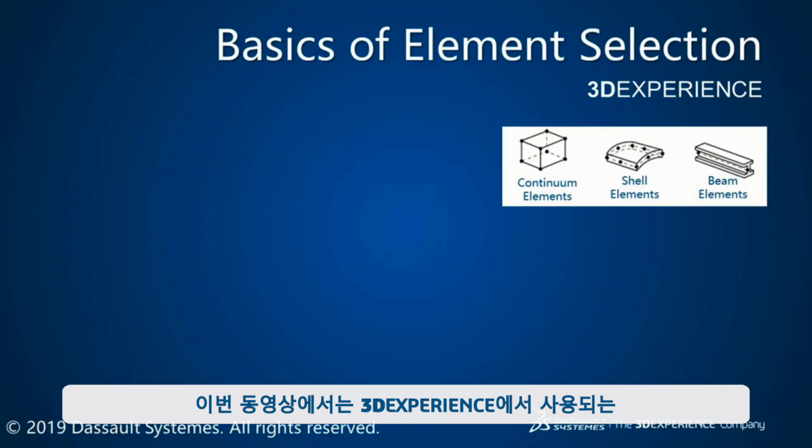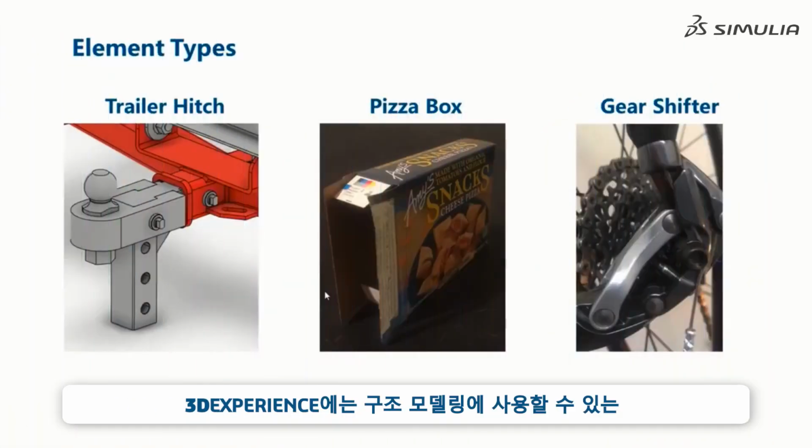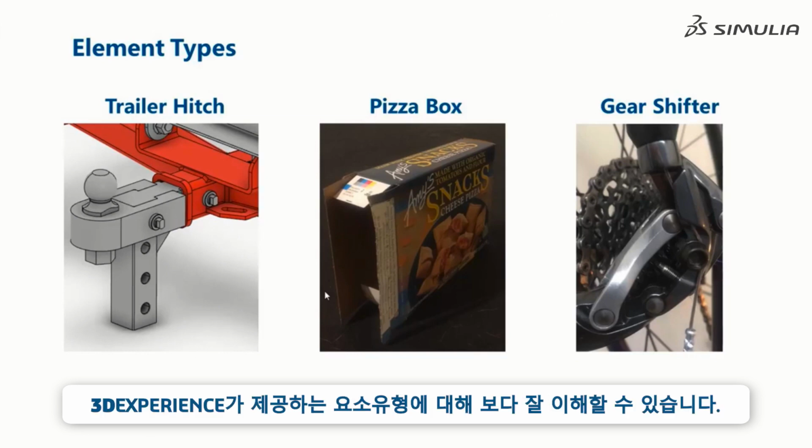This video will provide you a basic understanding of the element types and meshing in 3DEXPERIENCE. It is specifically tailored for someone who is new to performing structural analysis. 3DEXPERIENCE contains a large number of different element types that you can use for modeling structures. By examining the behavior of some common objects, we can better understand when you might use a particular 3DEXPERIENCE element.